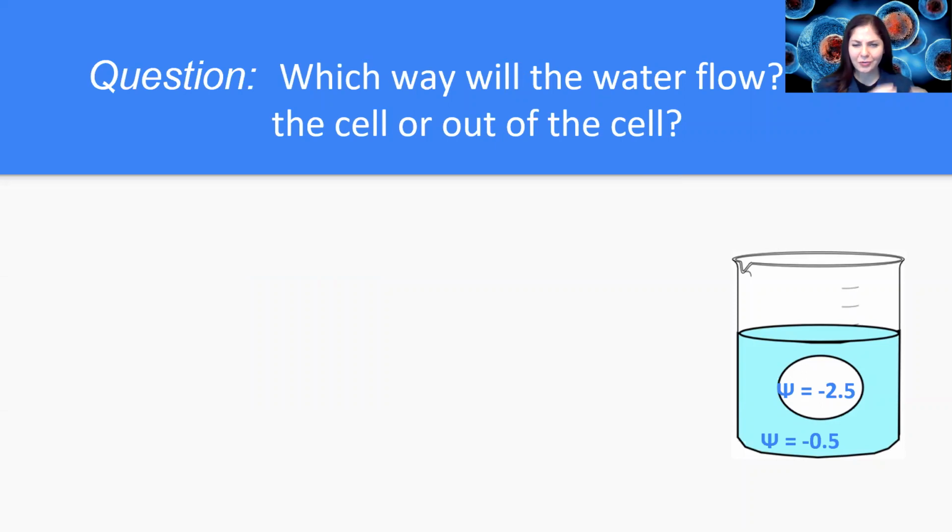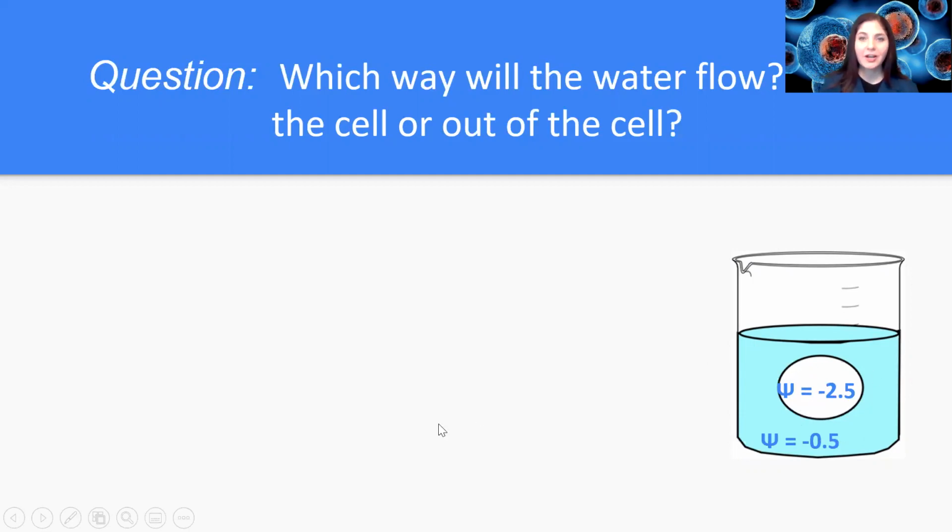We're going to start with small and then work our way up to more complicated equations or questions. Our first question that we're going to examine is, which way will the water flow? Is it going to flow into the cell, or is it going to flow out of the cell? You should be looking at the numbers. The internal environment of this cell is negative 2.5. The external environment of the cell is negative 0.5. So this is less negative than this.